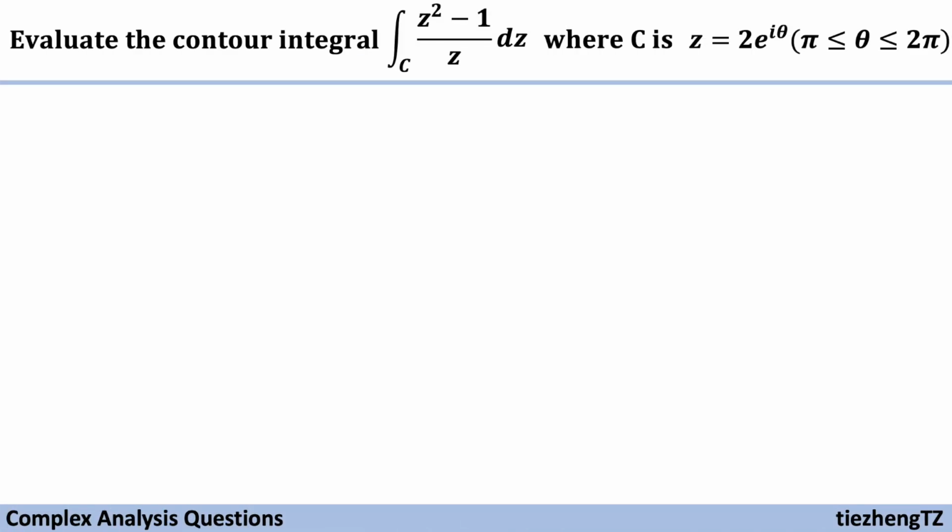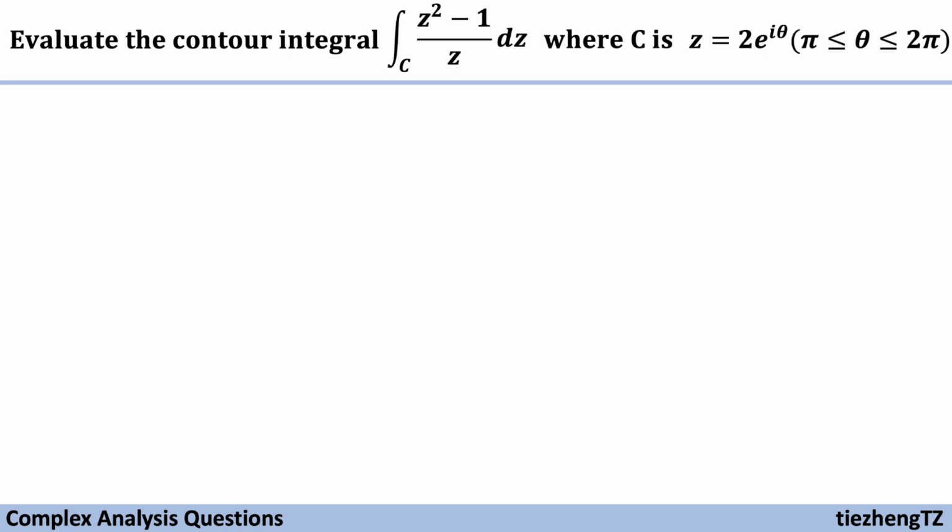This question is very similar to the previous one. To evaluate the integral over contour c of (z squared minus 1) over z dz, where the contour c is expressed as z equals 2 times e to the power of i theta. However, this time, theta is from pi to 2 pi.